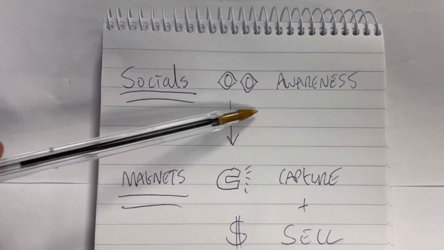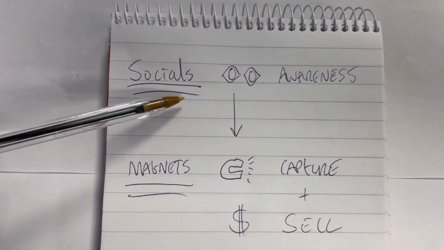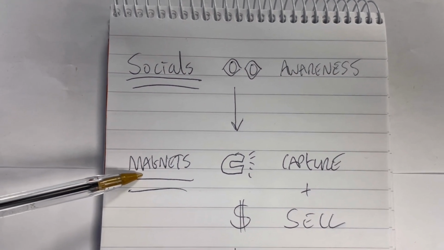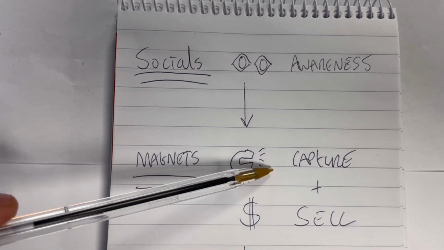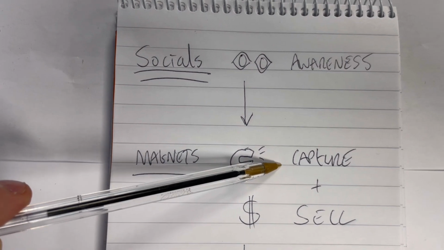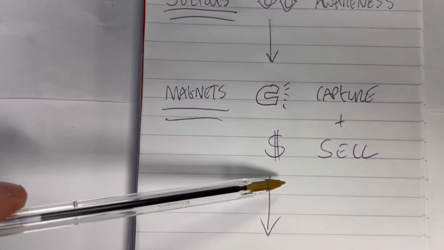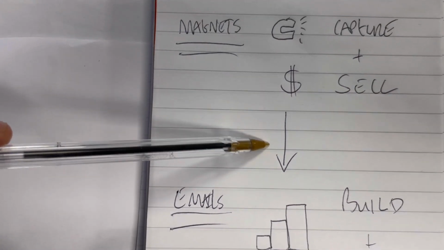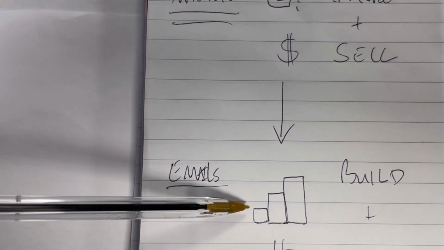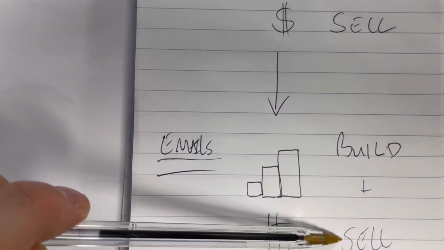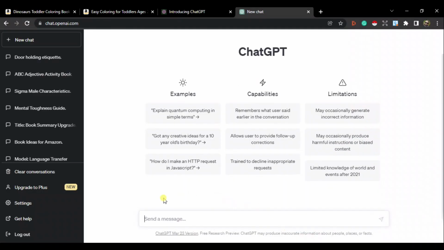And when we make people aware of it, and I'm going to show you how to do social posts in a second, we then want to filter them down to a magnet. We're going to give them a freebie, which is going to capture people, and hopefully then convert them into a sale later on down the line, okay? Then when we capture them, we're going to capture their emails. So we're going to build the brand via email marketing, and then we're going to hopefully make some more sales.